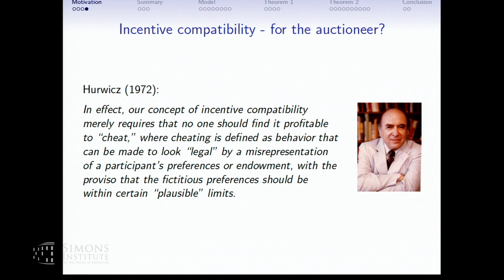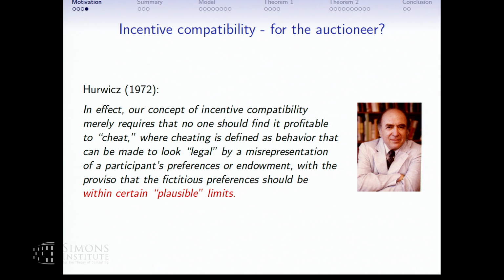Okay, so having gone really far into the world, I want to pull us back into economic theory, right? Economic theory has a way to think about incentives to play by the rules. In particular, the idea of incentive compatibility, in essence, is about the idea that nobody should want to break the rules of the mechanism. Incentive compatibility requires that none of the bidders should find it profitable to cheat, where cheating is behavior that can be made to look legal by misrepresenting that participant's preferences, with the proviso that those fictitious preferences should be within certain plausible limits.